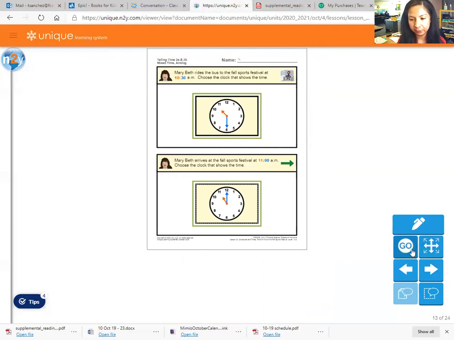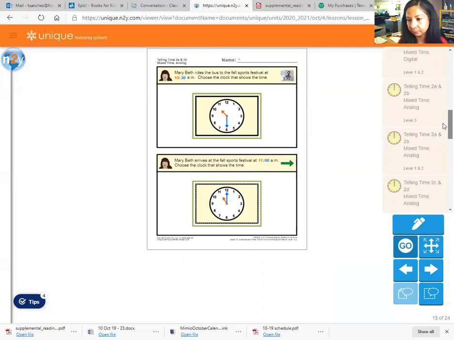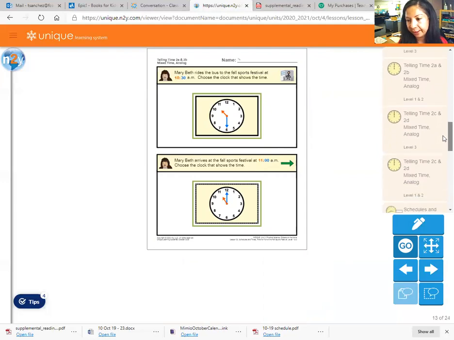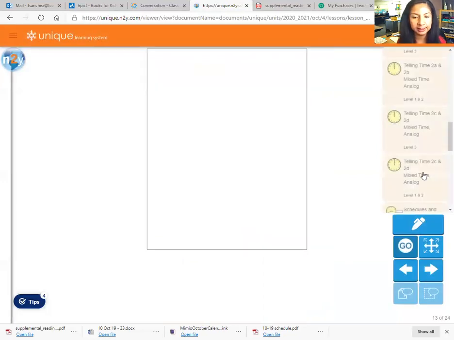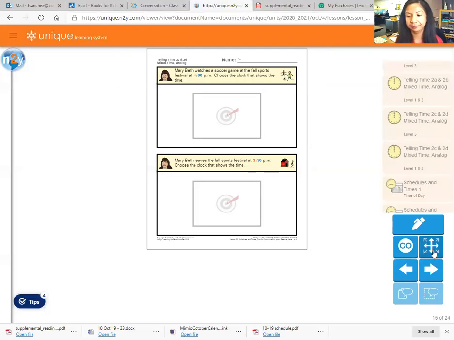Okay. Now we have a couple more minutes. Let's practice this a little more. Okay, I don't know if you have this page. I don't know if I sent this one to you. We'll try a couple more though. If you don't have it, that's okay. These are just to practice.